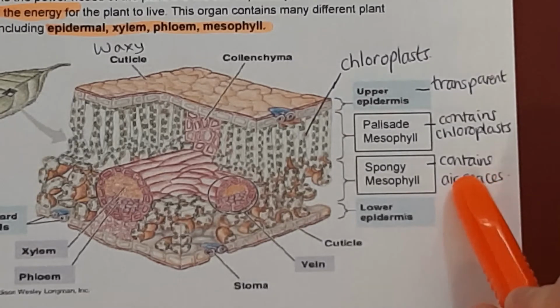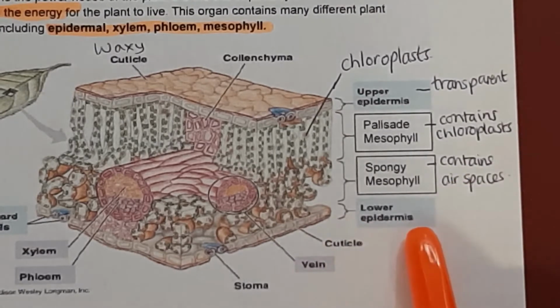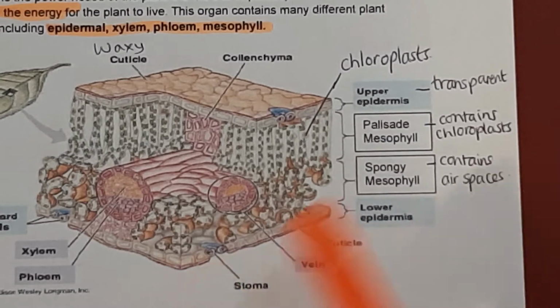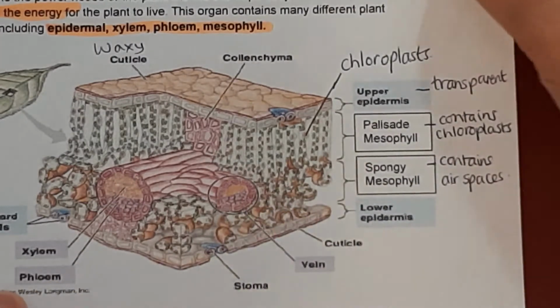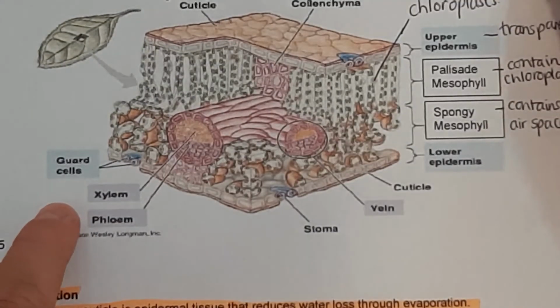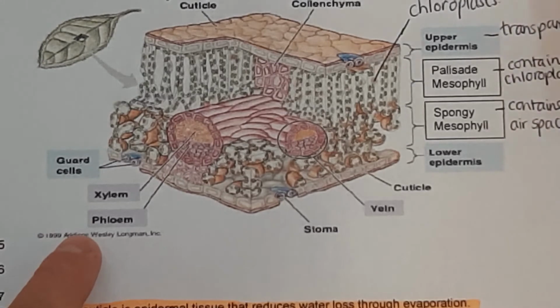That means pulling water up the plant. And the lower epidermis, again, is waxy, just like the upper epidermis, to prevent water evaporating out of the leaf excessively. You need to know that the xylem and the phloem exist, that they travel as veins through the leaf, and that the xylem transports water and ions, and the phloem transports sugars.